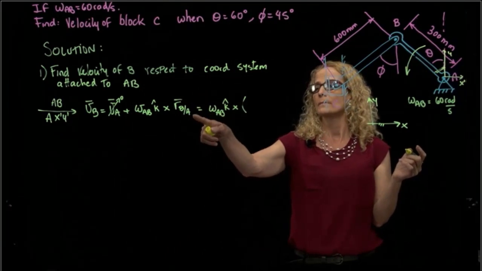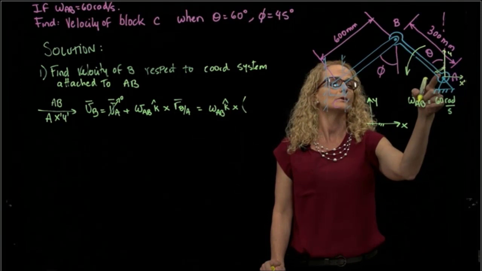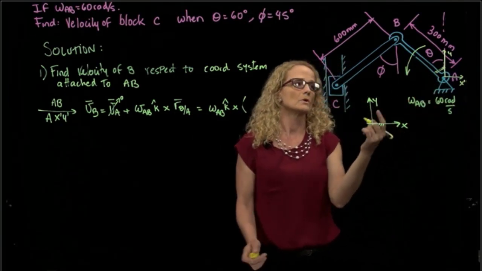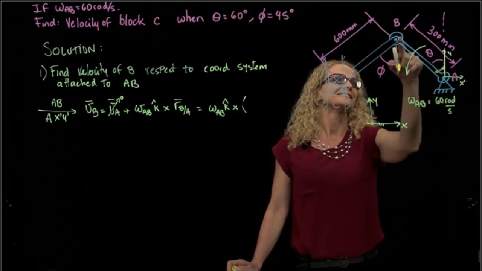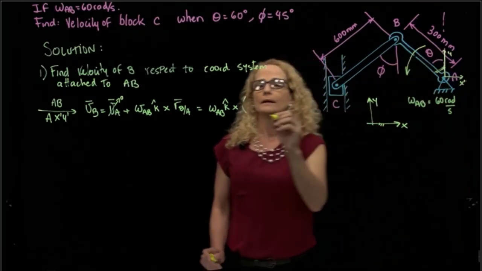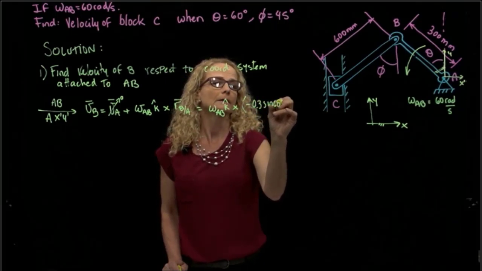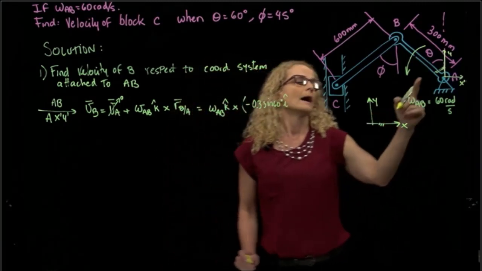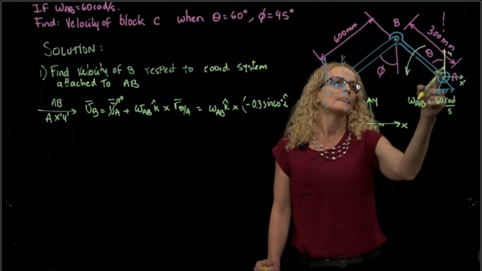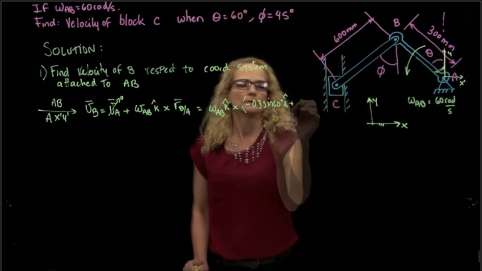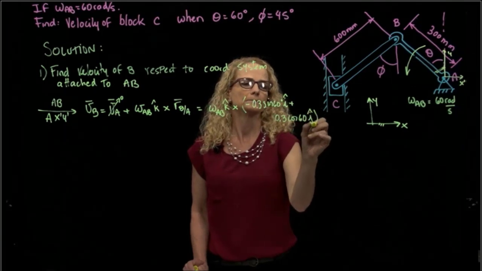What is that position vector of B with respect to A? That will be 300 millimeters, but if I want to put it in terms of X and Y, it will be 300 millimeters sine of 60, in the negative direction. So it will be negative 0.3 sine of 60 in I, and in Y it will be 300 millimeters, which is 0.3 meters, cosine of 60, so plus 0.3 cosine of 60 in J.